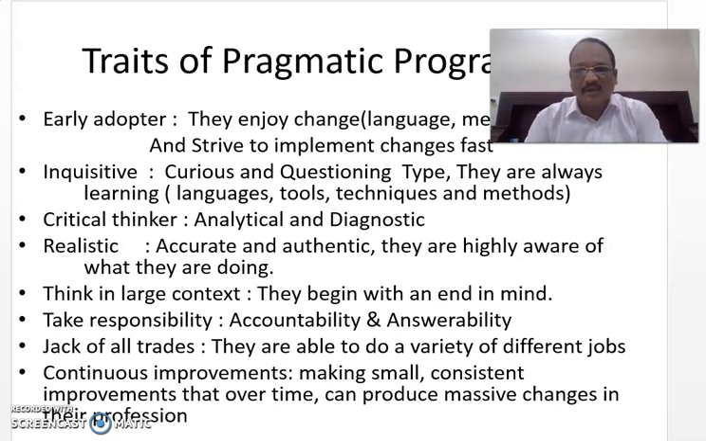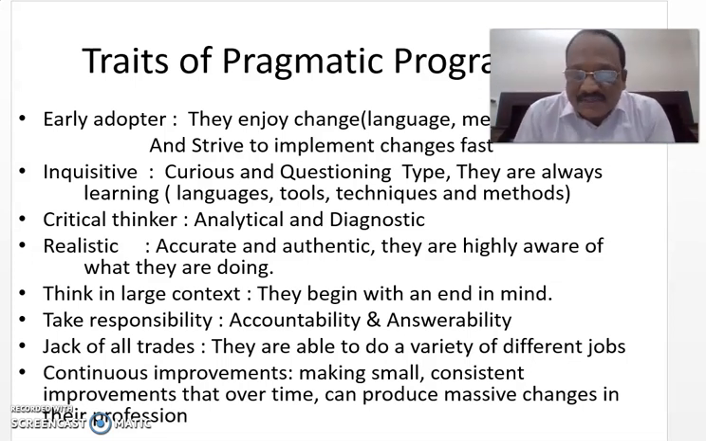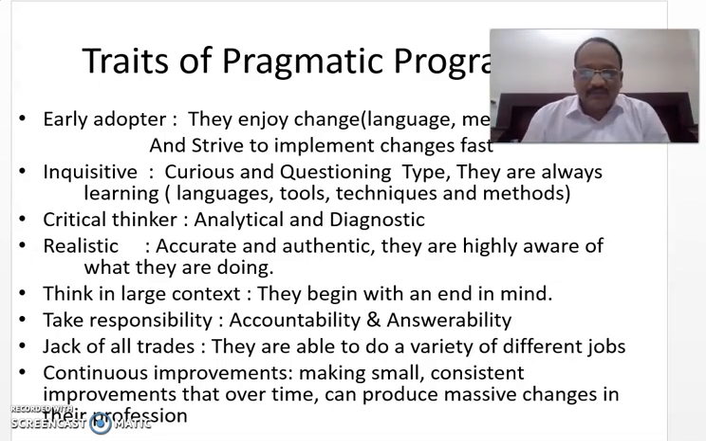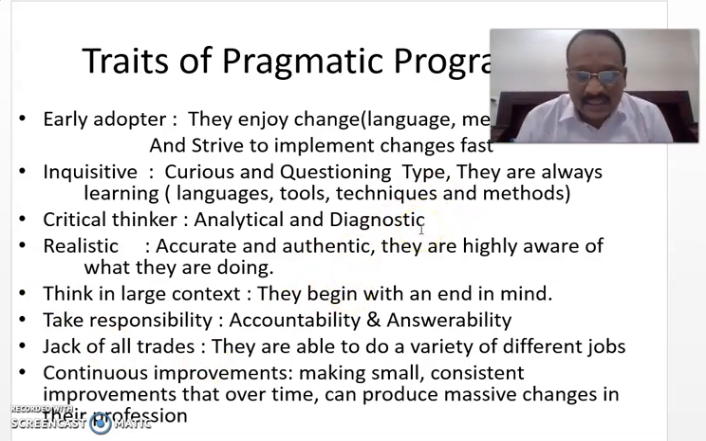Traits of a Pragmatic Programmer. Let us see what the traits of a Pragmatic Programmer are. He must be an early adopter. That is, they enjoy change, languages, methodologies, and strive to implement changes fast. Early adopter of changes. Inquisitive, curious and questioning type. They are always learning languages, tools, techniques and methods. He is a critical thinker, analytical and diagnostic. He should critically think about the problems and come to a conclusion.